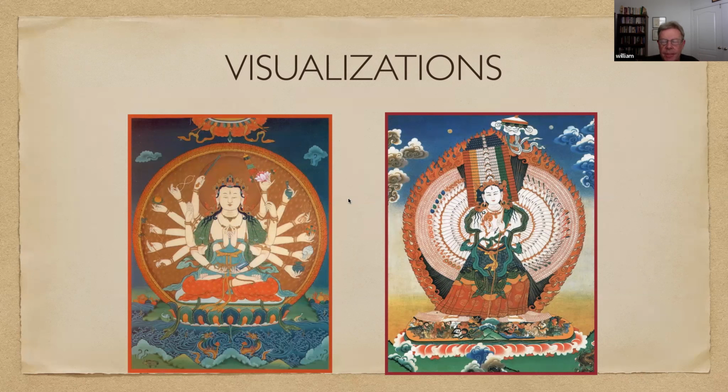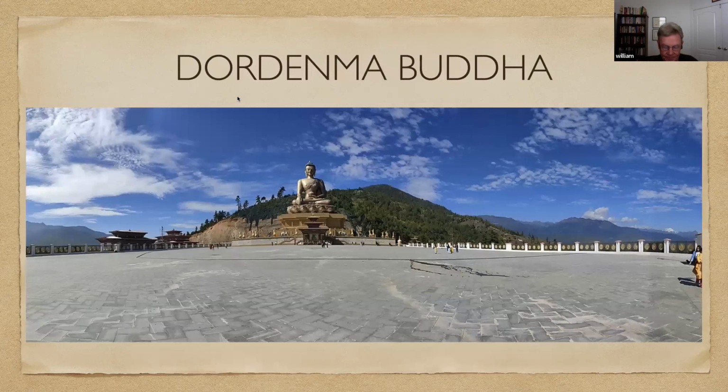So let's, as you can imagine, there are some wonderful Buddhist sites, sacred spots throughout Bhutan. Let's take a look at a few of those. This is known as the Great Dordenma Buddha statue. It's just outside of the capital, Thimphu. It was constructed between the years 2006 and 2015. It's one of the largest Buddha images in the world. It's 169 feet high.